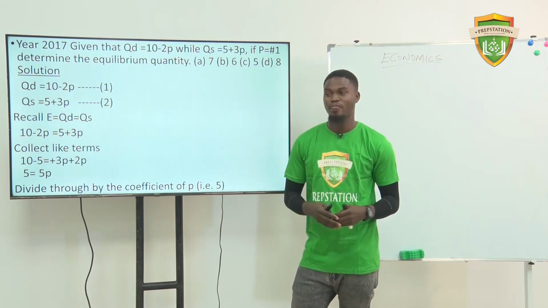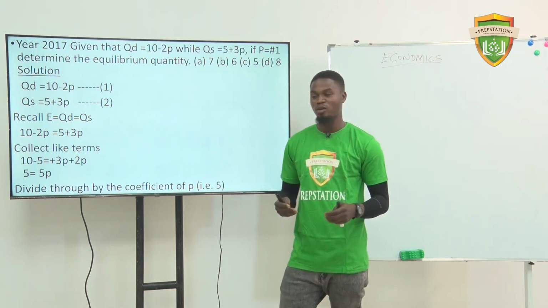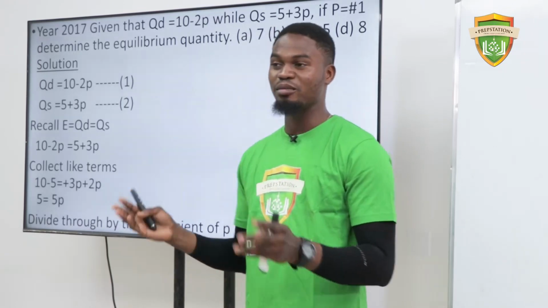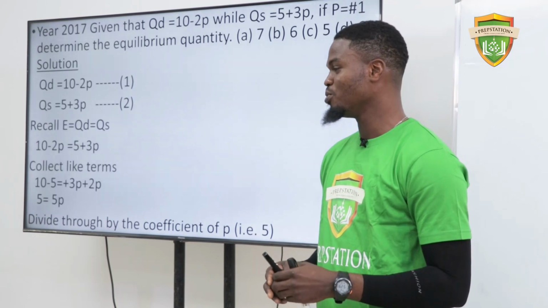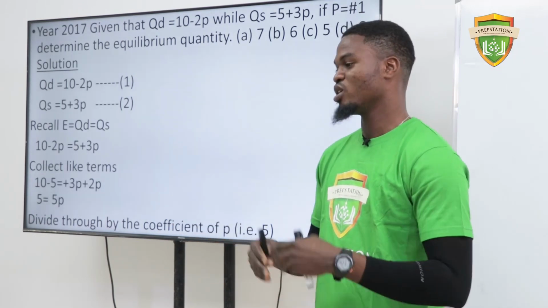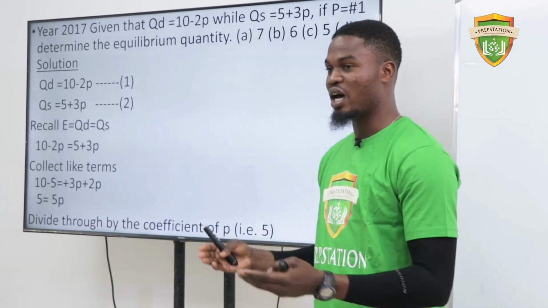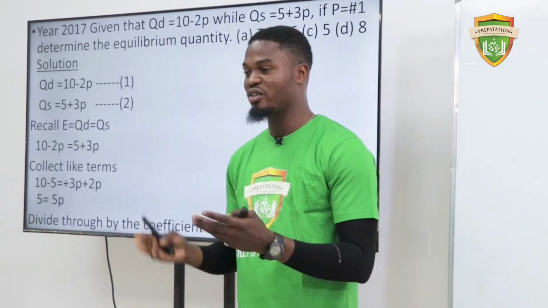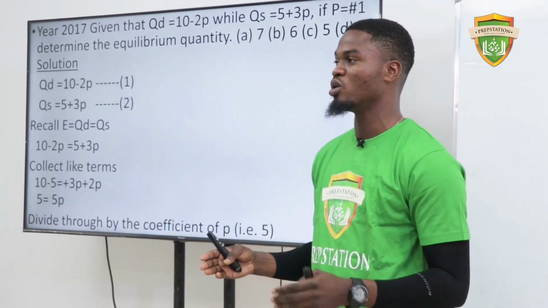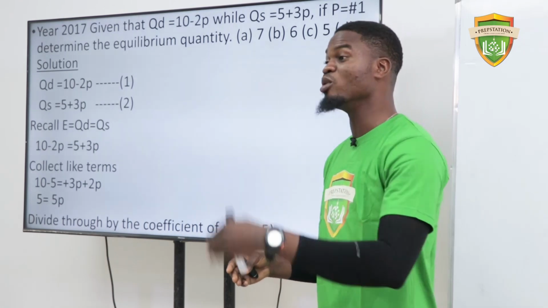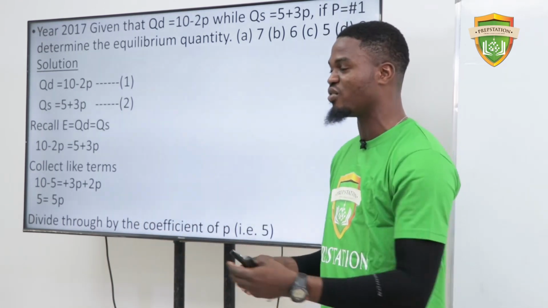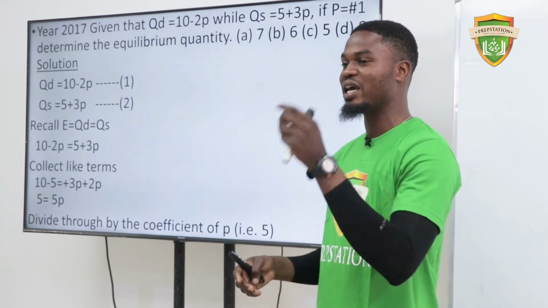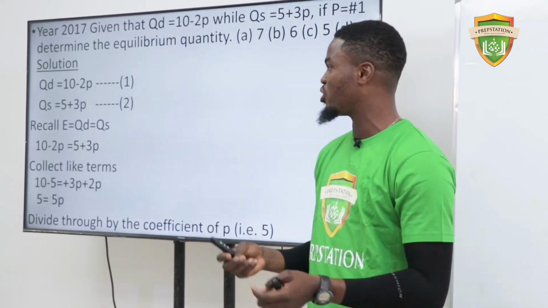Then for supply, we know that every producer or supplier wants to make more money. The aim and goal of producing is to make profit. So with quantity supplied, the producer, supplier, or seller may be willing to offer more in the market, make more available in the market, when the price is high, because it is at that point he makes more profit.